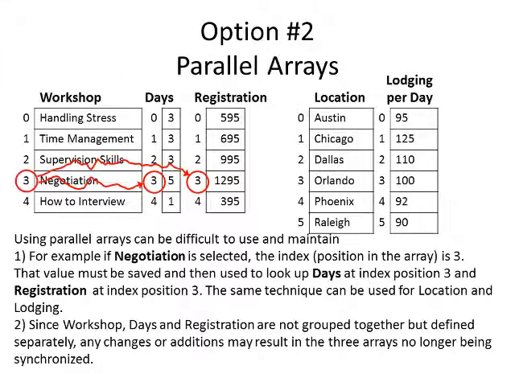Using parallel arrays can be difficult to use and maintain. For example, if negotiation is selected, the index position in the array is 3. We need to save that value and then use it to look up the number of days at index position 3 in a different array and registration at index position 3 in another array. Similar technique can be used for location and lodging. Since workshop days and registration are not grouped together but defined separately, any changes or additions may result in the 3 arrays no longer being synchronized.